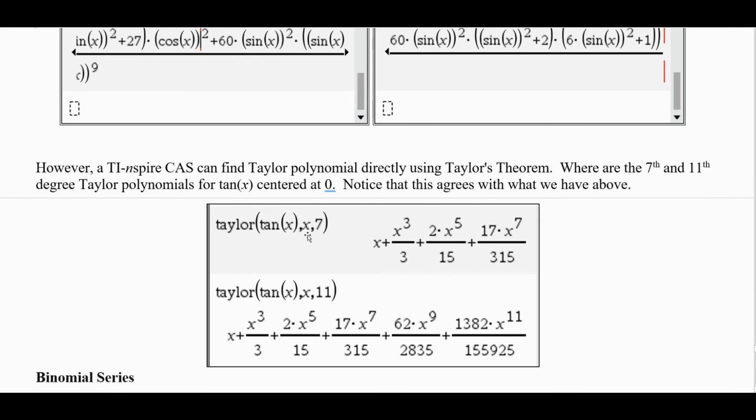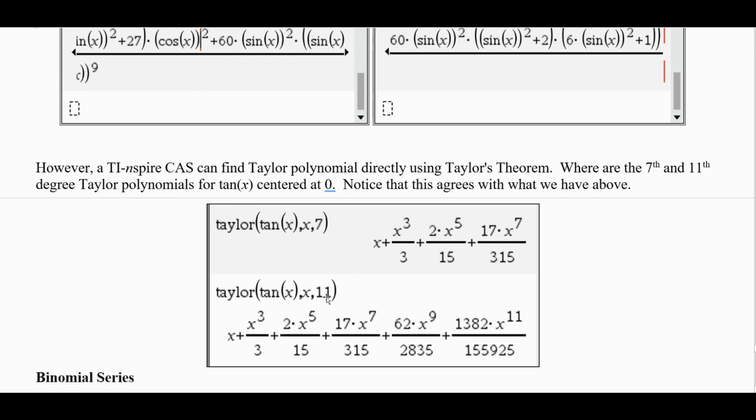But if it's just a Maclaurin series, Maclaurin polynomial, Taylor polynomial centered at 0, we would center this at x, and then put the 7th degree here, and there it is. It works out at just what we did above. So it's much quicker with the technology. But if you had to do this by hand, you really wouldn't want to do it that way.